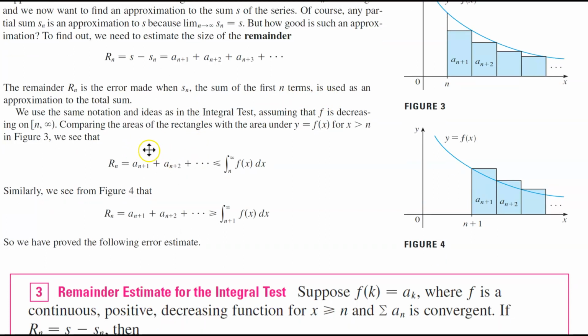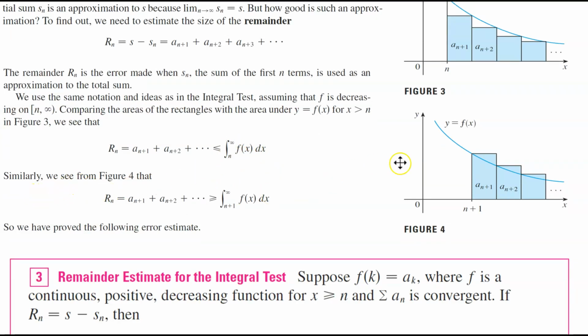Now we use the same notation and ideas as in the integral test, assuming that f is decreasing on n to infinity, and comparing the areas of the rectangles with the area under the curve y equals f of x for x greater than n. In figure 3 you can see the following: r subscript n, which is equal to a subscript n plus 1 plus a subscript n plus 2 and so on, is less than or equal to the integral of that function going from n to infinity.